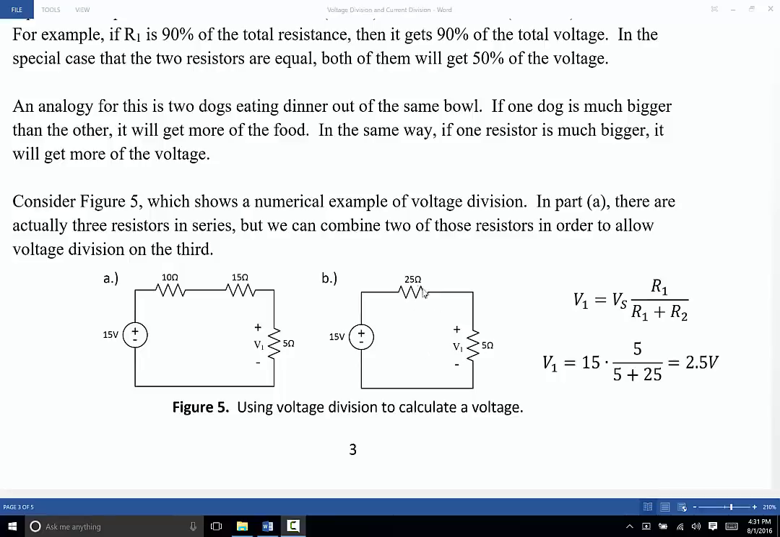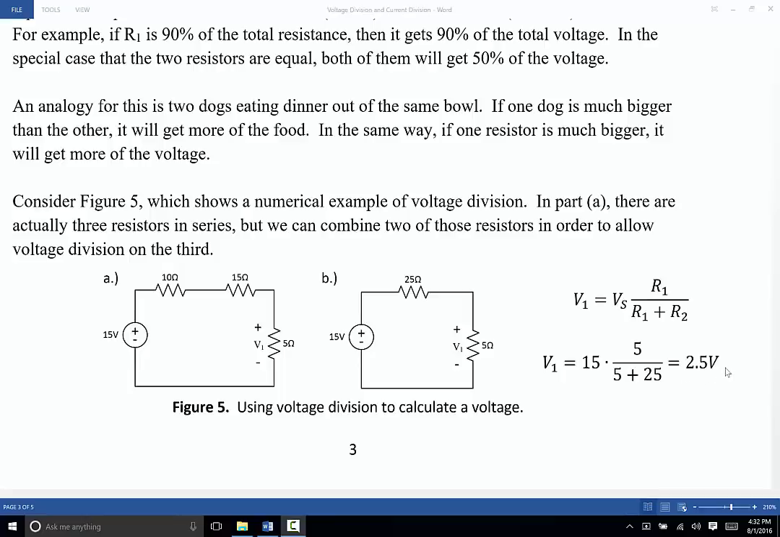I have 2 resistors. They're in series with one another. I know the total voltage that appears across the combination, and I want to know the voltage that appears across one of them. So you can see here that Vs is 15 volts, R1 is 5 ohms, R1 again is 5 ohms, R2 is 25 ohms. Remember that 25 is the combination of 10 plus 15 from over here. When we do this arithmetic, we get 2.5 volts.